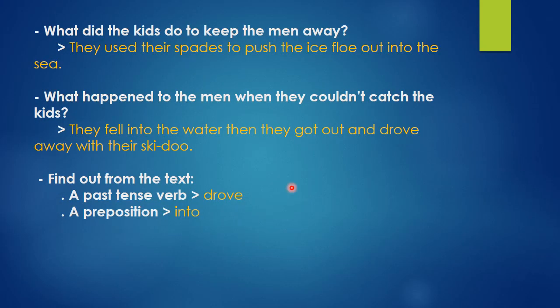Alright, so what did the kids do to keep the men away? They used their spades to push the ice floe out into the sea. Okay, they used their spades and pushed the ice floe away from the beach. Alright, what happened to the men when they couldn't catch the kids? They fell into the water, then they got out and drove away with their skidoo.